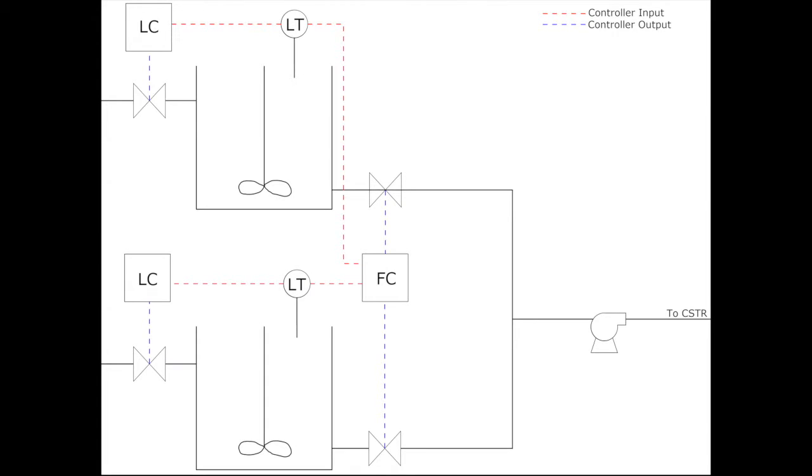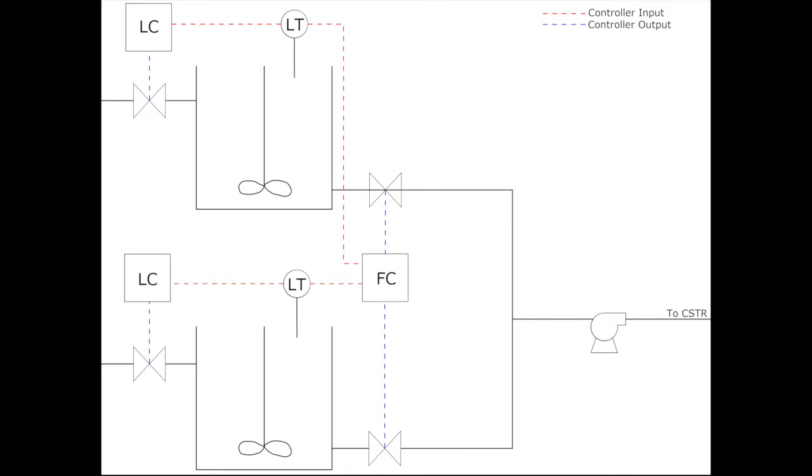For our PFD, we did a parallel system where there are two tanks. Starting from the far left, we have two level controllers, which control the water feed into the tanks. Then we have a level transmitter, which measures the height of the water. And lastly, we have our feed controller, which controls the valve at the exit.